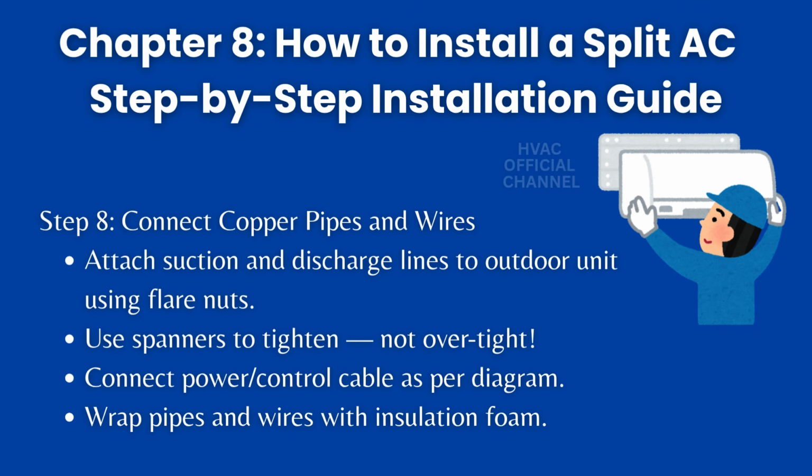Step 8. Connect copper pipes and wires. Attach suction and discharge lines to outdoor unit using flare nuts. Use spanners to tighten, not over-tight. Connect power control cable as per diagram. Wrap pipes and wires with insulation foam.